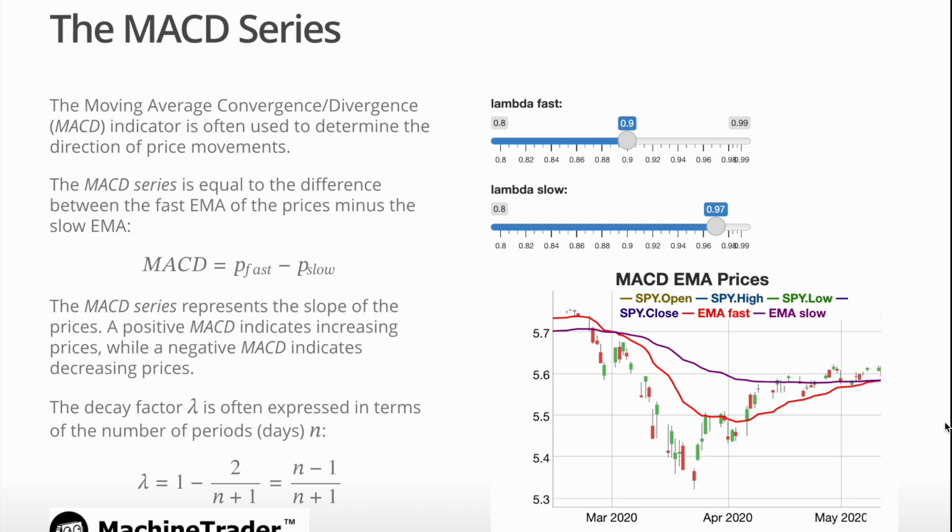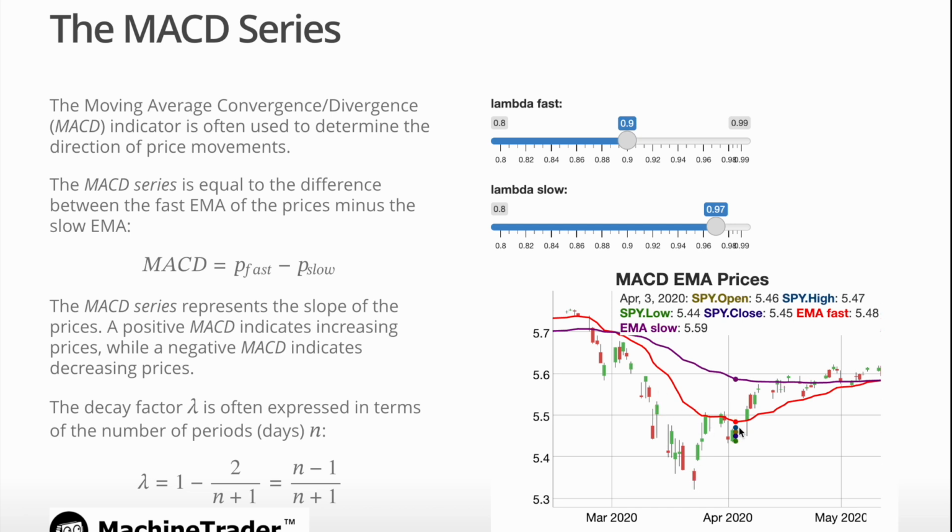And there are two moving averages now. The red one, which is the fast EMA, and the purple, which is the slow EMA. And we can see that the slow EMA is much smoother. And when the difference between the fast and the slow EMA is positive, then that indicates that the prices are increasing. And when the MACD series is negative, that indicates that the prices are decreasing.